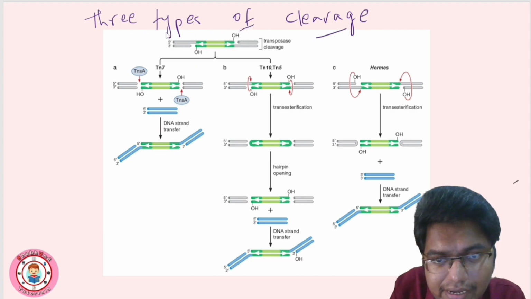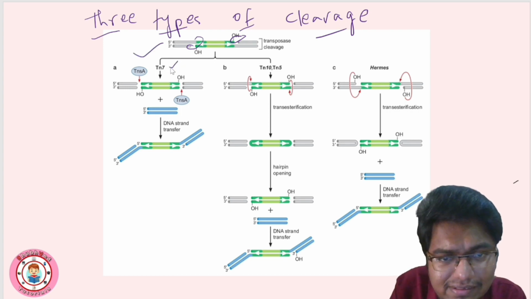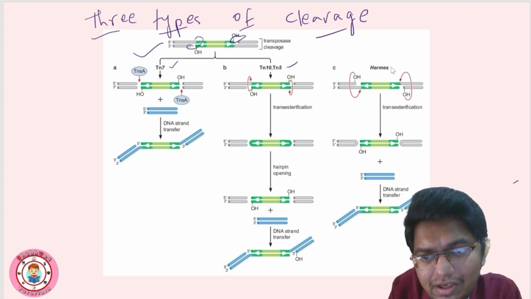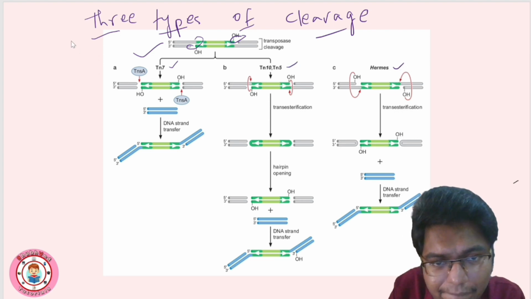Okay, three types of cleavage. Now see, this is a transposase cleavage. Here is the gap, here is the gap, meaning cleavage has taken place. The first mechanism, Tn7, is there. So these are the enzymes: Tn7, Tn10, Hermes. Here what happens now? TnsA comes and cleaves here.